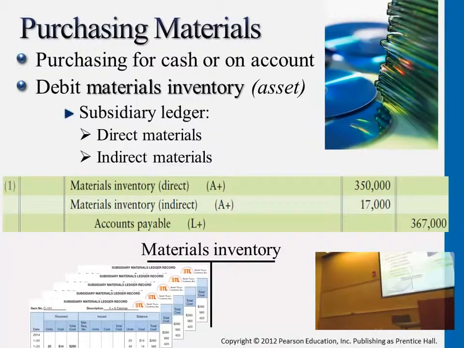Materials inventory is a general ledger account, and it can be broken down into two subsidiary ledger accounts. So remember, a subsidiary ledger account is just components of the general ledger account. So you can break it down to direct materials, a portion of that is a part of materials inventory, and then indirect ledger. So this is the first step, purchasing materials.